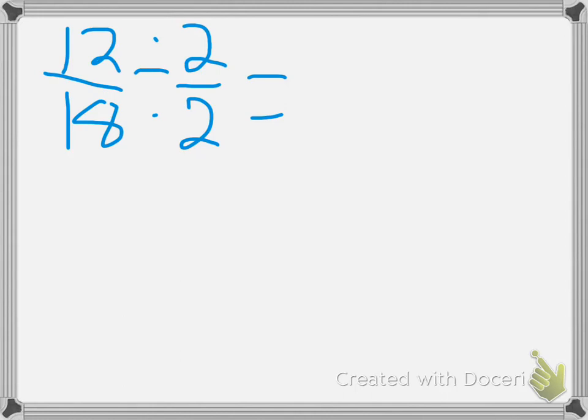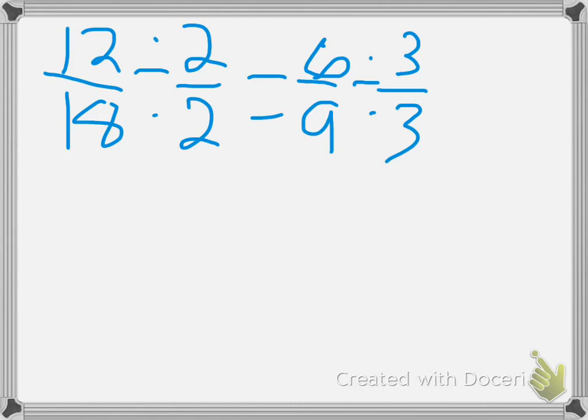So 12 divided by 2 is 6, and 18 divided by 2 is 9. So I'm left with 6/9. But now I need to ask myself, is that in simplest form? When I look at those two numbers, I can tell that they have a common factor. 6 and 9 both have 3 as a common factor, so I can divide them both by 3.